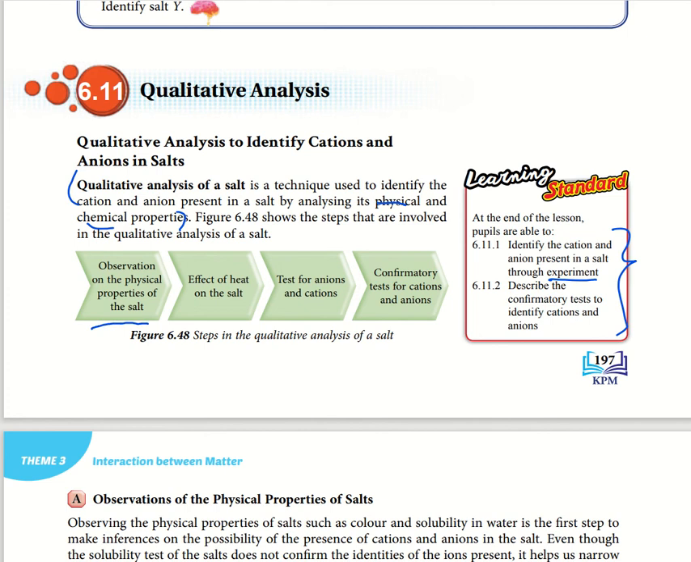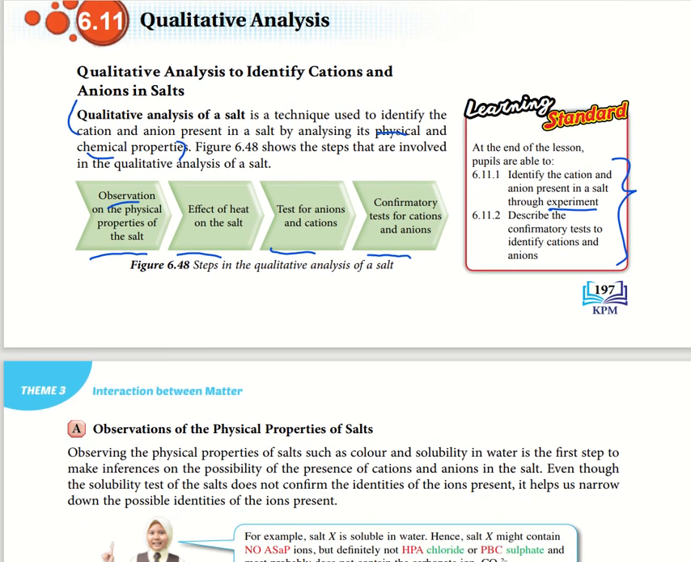Observation on the physical properties of the salt. Effect of heat on the salt. This one we have learned in a previous subtopic. This one as well. Test for anion and cation, and the last one is confirmatory test for cation and anion. Okay, so let's see one by one.